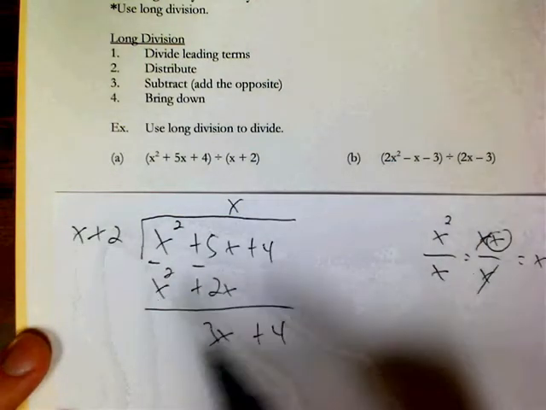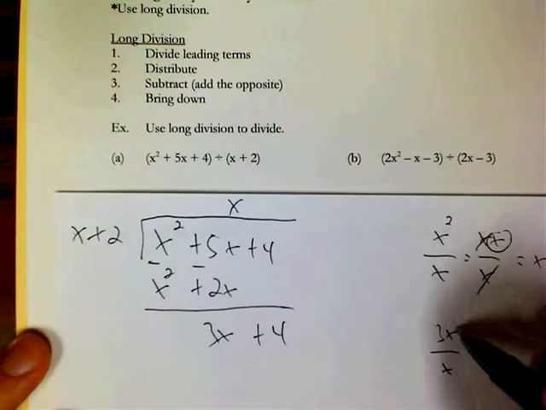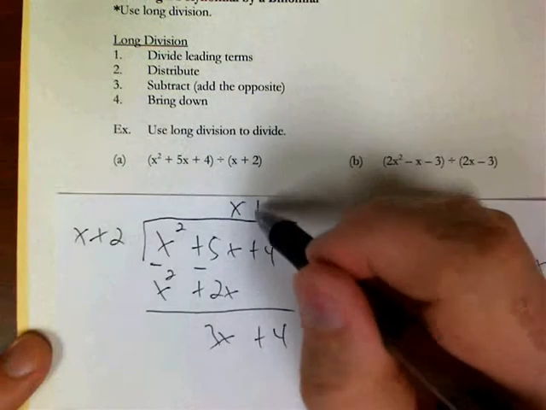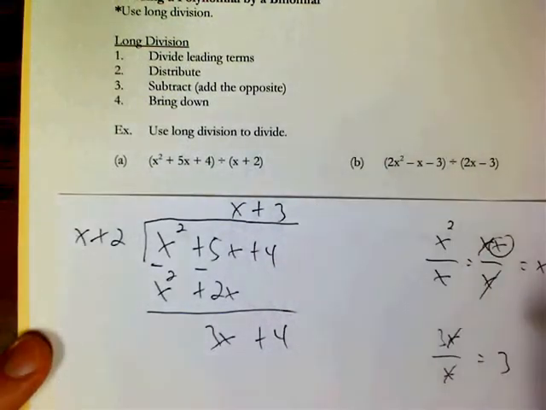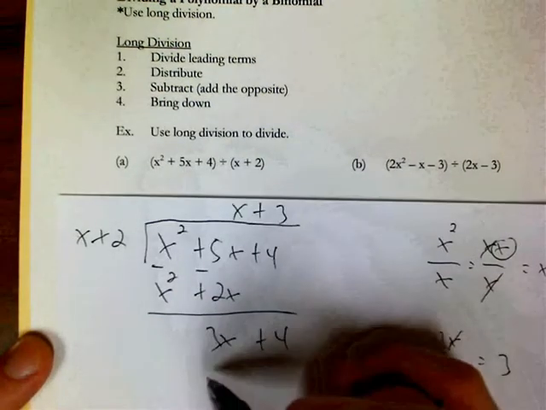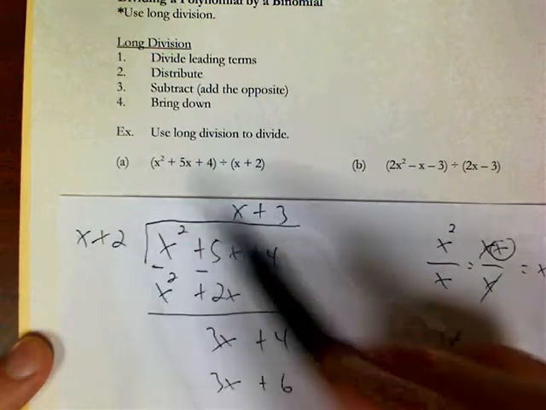x into 3x. If you need to, come to the side. We're dividing 3x by x. Those x's cancel, leaving 3. So that means x goes into 3x a positive 3 times. And now we're going to multiply. 3 times x is 3x, and 3 times 2 is 6. Since it's both positive, we'll keep it positive.